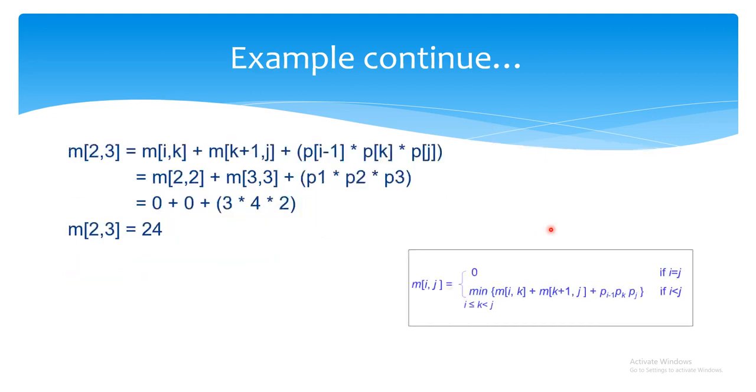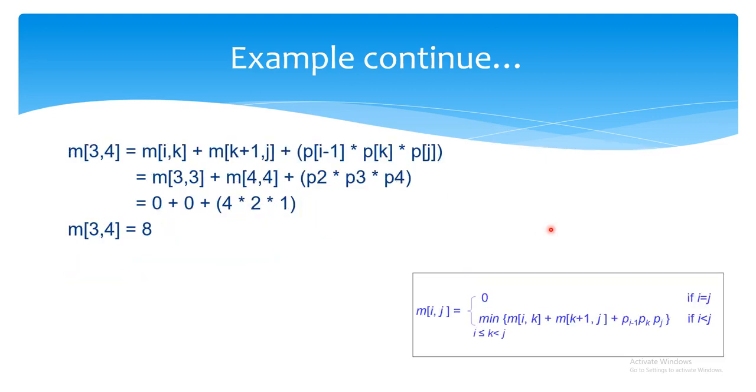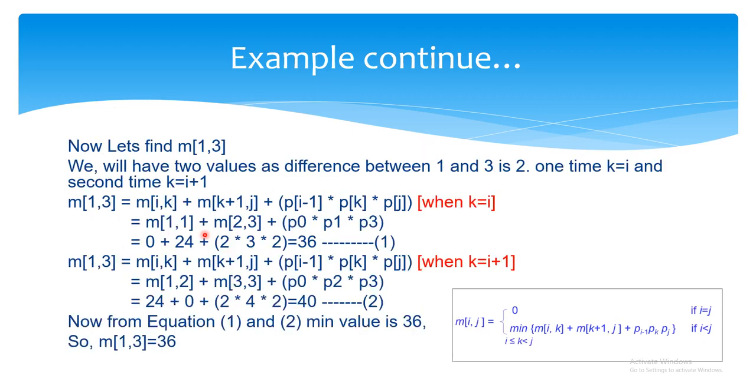Right. So M34 is equal to m i k plus m k plus 1 comma j plus p i minus 1 into p k into p j. If I put the values of i and k the same way as we did in the earlier slide, then M33 plus M44 plus, putting the values of i, j and k, p2 into p3 into p4, right? And if I calculate the value of M34, I will get 8, right?